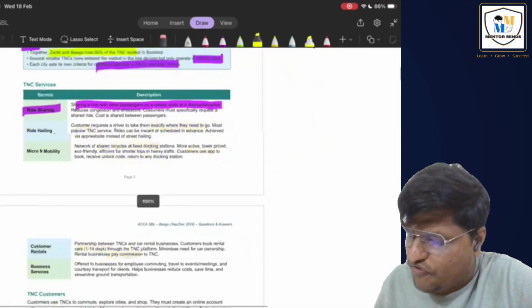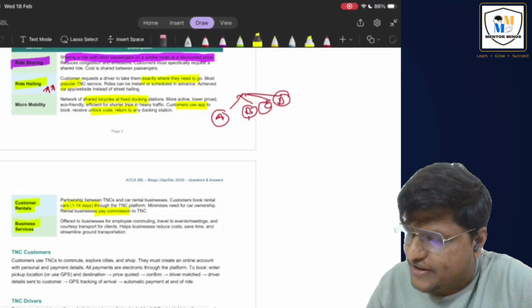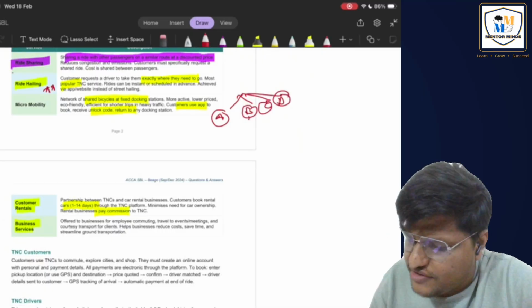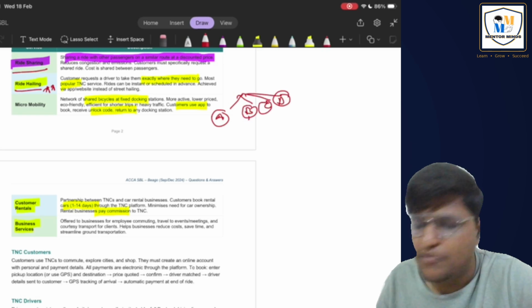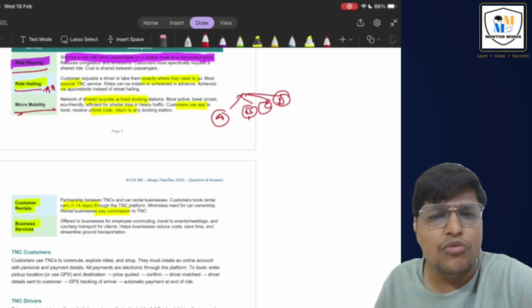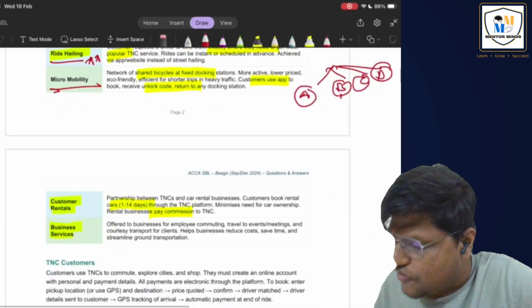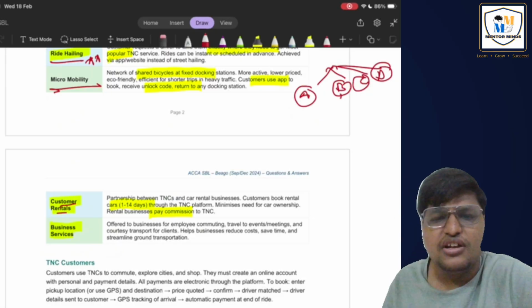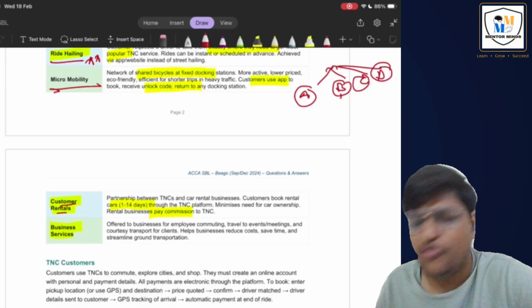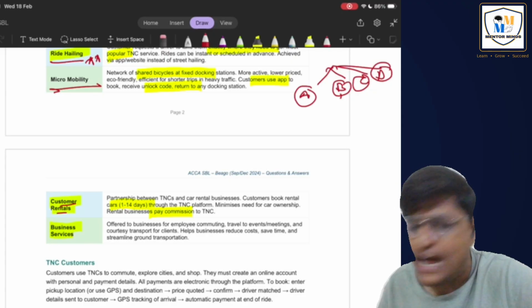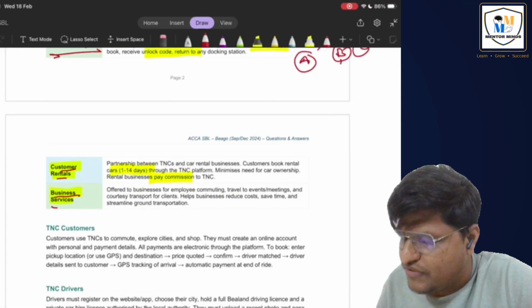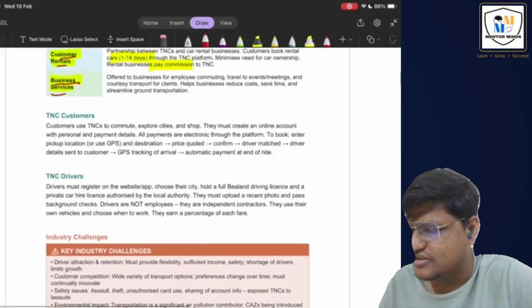Understood, guys? So the five services that we have are: one is ride sharing, one is ride hailing. Ride hailing is nothing but our normal pickup drop service. Third is micro mobility, that is cycle service. Fourth is customer rentals, where we are giving cars on rent for 0 to 14 days. Last is business services. We are providing services to the businesses.